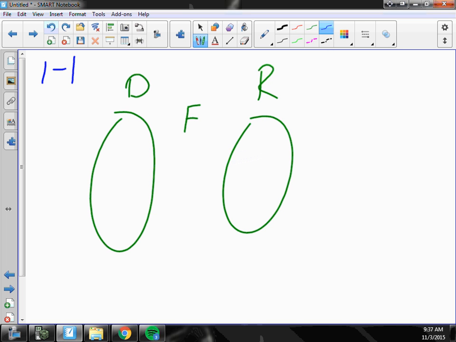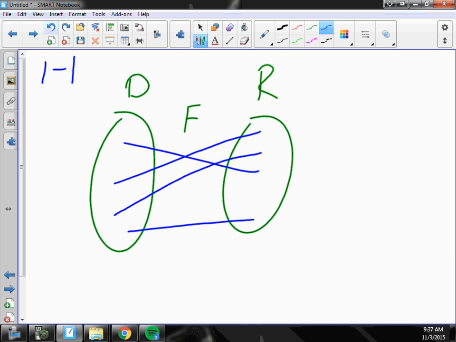So in order to be one-to-one, it's got to look like this. Every domain has one range and every range has one domain. Now, I could mix it up. That's still a one-to-one function. And if you notice, the number of elements in the domain and the number of elements in the range have to be the same size if it's a one-to-one function.